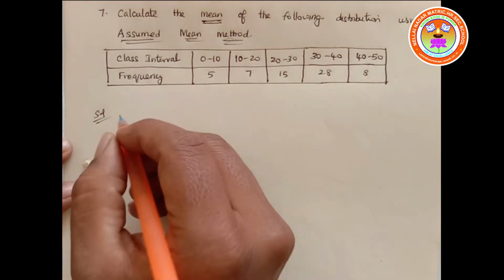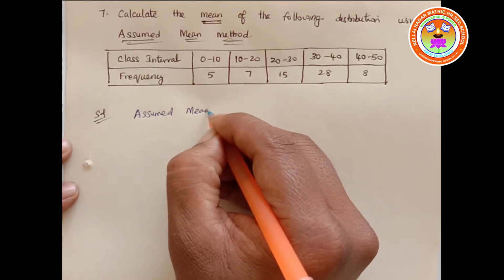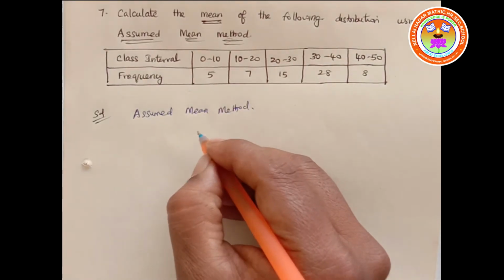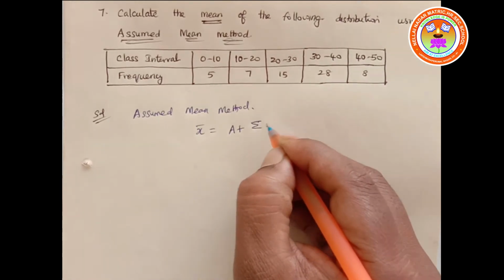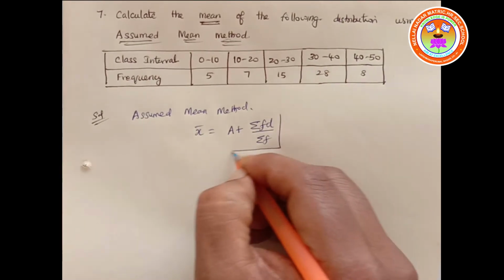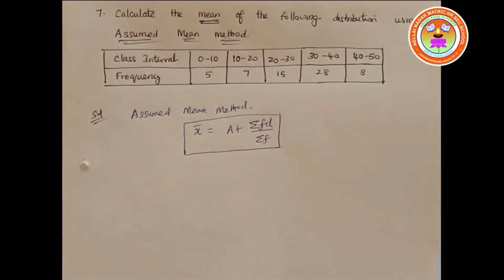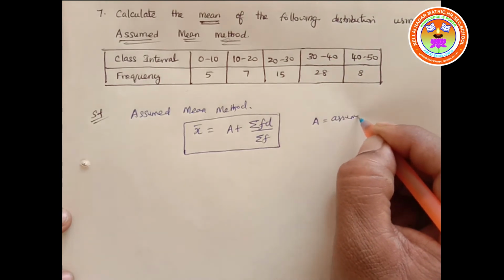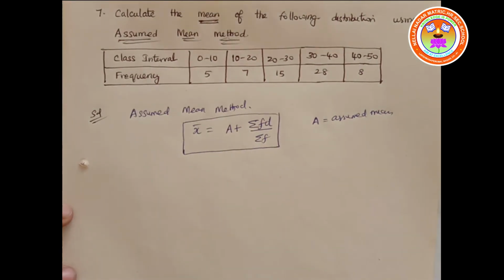So what is the formula for the assumed mean method? x bar equal to a plus sum of f into d by sum of f. This is the formula for the assumed mean method, where a is the assumed mean. It's clear, children? Right. Now we are going to draw the table.